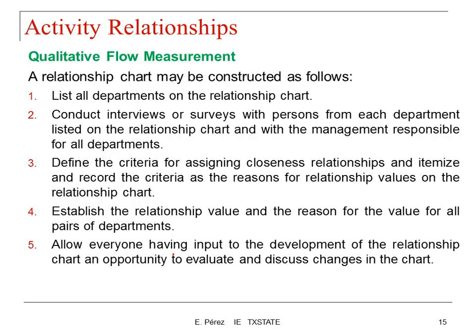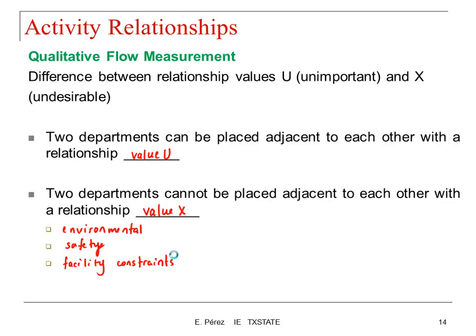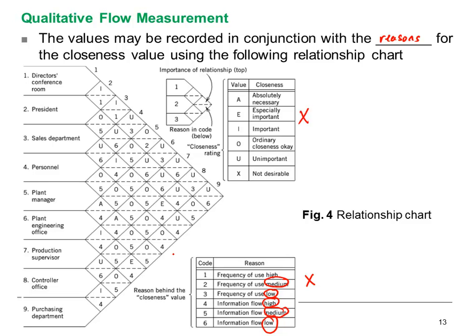You may come up with the chart that is making sense to you, but not necessarily is what's really happening within the facility. So that's why you need to get more information from these people actually working in this department. Define the criteria for assigning close-knit relationships and itemize and record the criteria as the reasons for relationship values on the relationship chart. So that's basically addressing this part here.